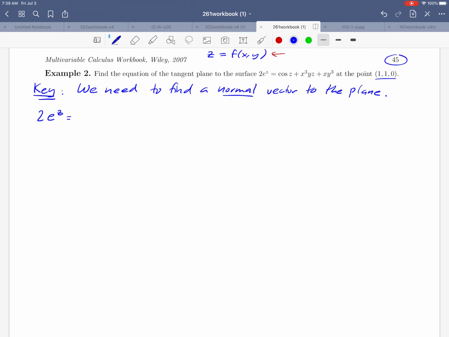Okay, 2e to the z equals cosine of z plus x cubed y z plus x y cubed. Okay, I'm going to take that and just rearrange that equation by getting everything on one side. So let's subtract 2e to the z over to the right-hand side so that we have a 0 on one side of the equation. Okay, so this is going to look like cosine z minus 2e to the z plus x cubed y z plus x y cubed equals 0. And notice that all we did was just took this 2e to the z term and subtracted it to the other side. That's the same equation.